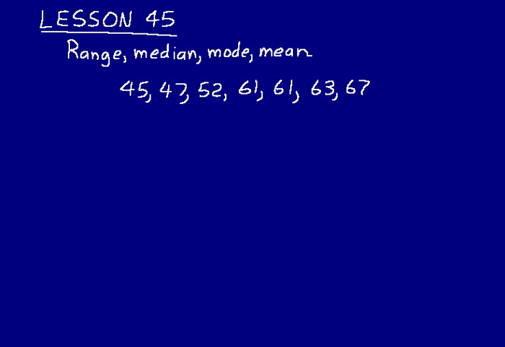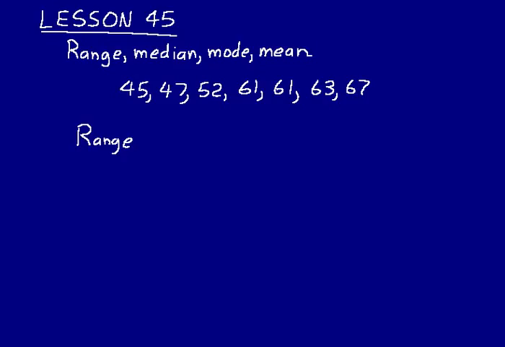Now, like I said, range, median, mode, and mean, those are different operations that you would perform on a set of numbers. For example, look at this set of 7 numbers that I have on the board. And let's say those were pitching speeds for like a Little League baseball team. Those are the average pitching speeds of 7 different pitchers.